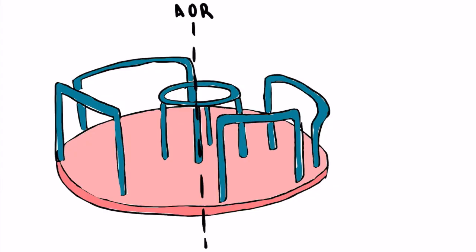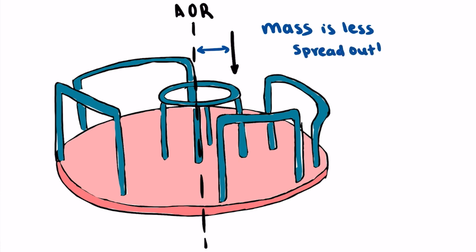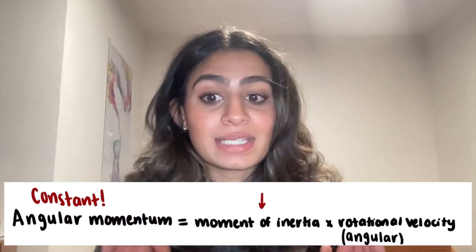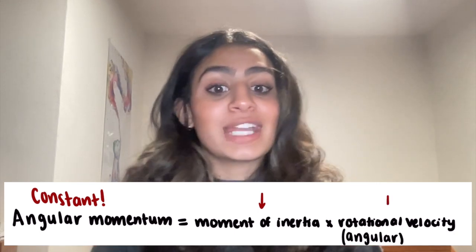However, if you move closer towards the center of the merry-go-round, you would notice that something a little different happens. Now you're closer to the rotation axis, so the mass is less spread out and the moment of inertia would consequently decrease. In order to keep the total angular momentum constant, your angular velocity would increase and you would move a lot faster.